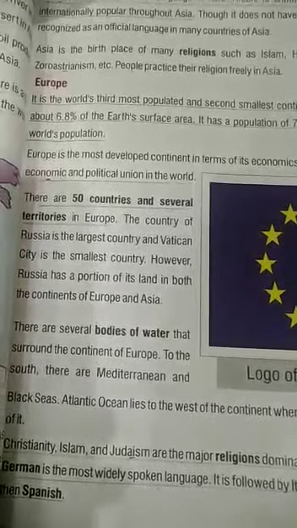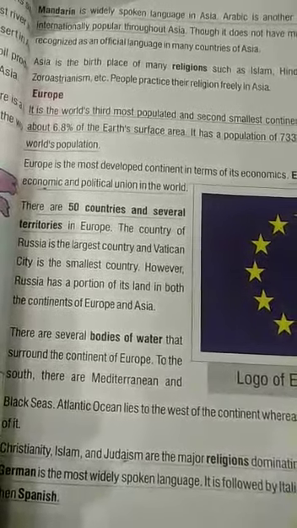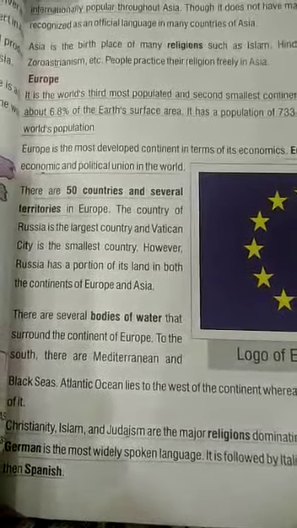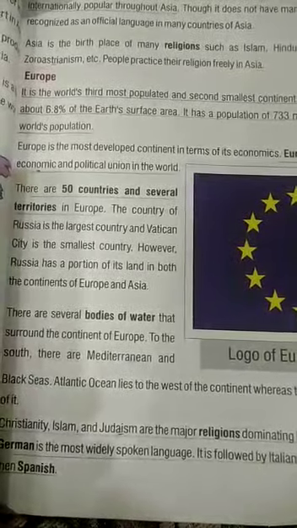There are several bodies of water that surround the continent of Europe. Okay, students. To the south, there are the Mediterranean and Black Seas. The Atlantic Ocean lies to the west of the continent, whereas the Arctic Ocean is to the north of it. These are the oceans which are actually surrounding the continent Europe. Let's talk about the religions. Christianity, Islam, and Judaism are the major religions dominating European culture.